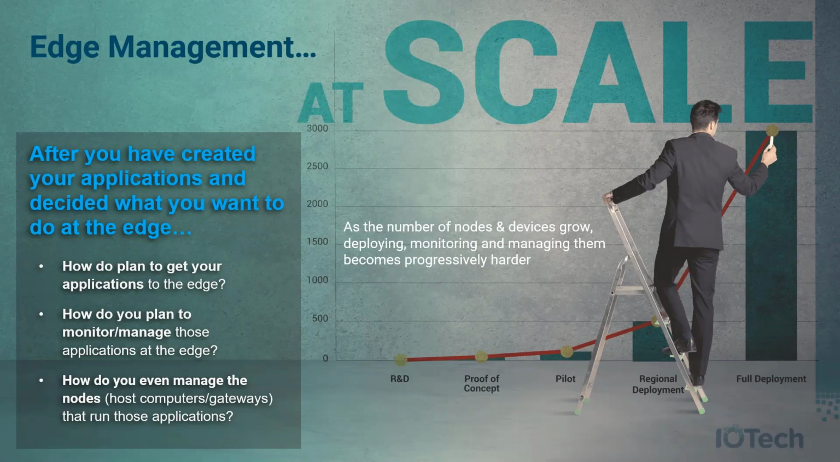So, how do you get your applications out to the edge? How do you plan to monitor and manage those over time? And in the first place, how do you even get the computers and gateways onboarded and part of your platform? So the problem gets harder as the number of nodes and devices grow. We've got several customers who are comfortable in smaller environments, maybe a handful of deployments on each site, which can even be done by hand, and so it's not so onerous. But as we get more and more into the scale, the difficulty gets way harder.